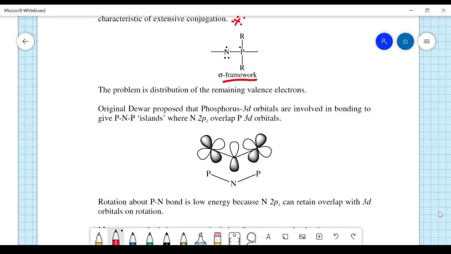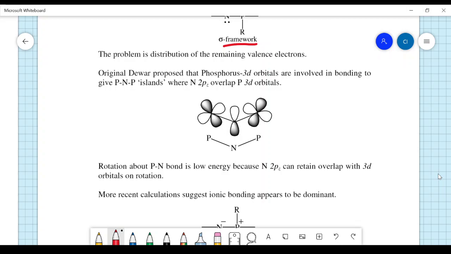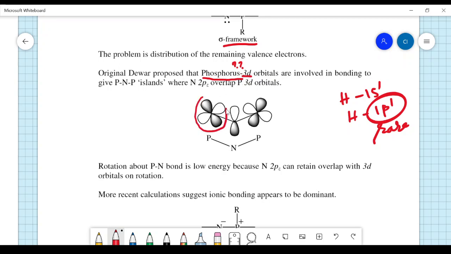remaining valence electrons. Dewar proposed phosphorus 3d orbitals. Do you have the 3d orbitals for the phosphorus? Actually not, but some empty d orbitals adjacent to the phosphorus are involved in bonding. Already I have told you that in some rare cases hydrogen, which has 1s1, is capable of behaving like 1p1. Just like that, the unconducting or conducting behaviour can be explained by means of the d character.